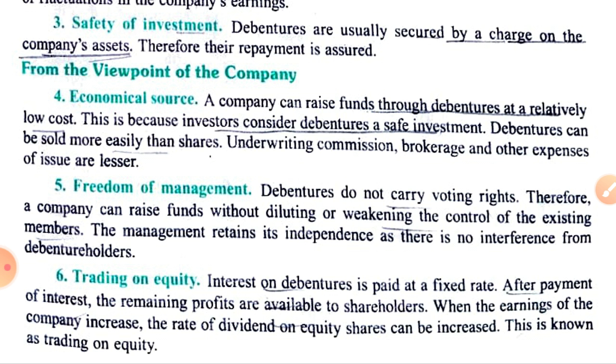Then freedom of management. Debenture holders are the creditors of the company, they are not the owners of the company, so they don't interfere in the decision making of the company. So management works freely because there is no interference from the debenture holders. Then the next advantage is trading on equity. Interest on debentures is paid at a fixed rate and the remaining profit is given as dividend to the equity shareholders. So when there is an increase in the earning or profit of the company, the shareholder gets more dividends, isn't it? So there is more trading on equity.